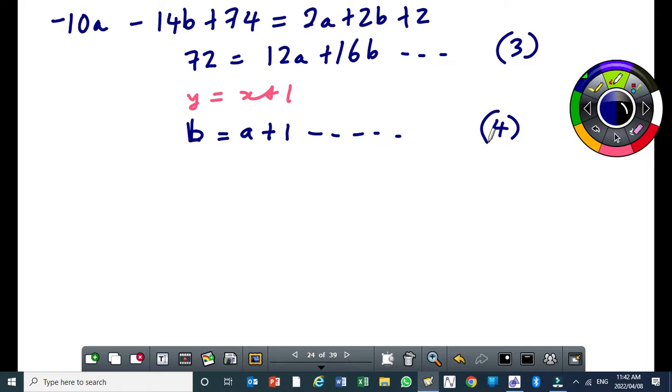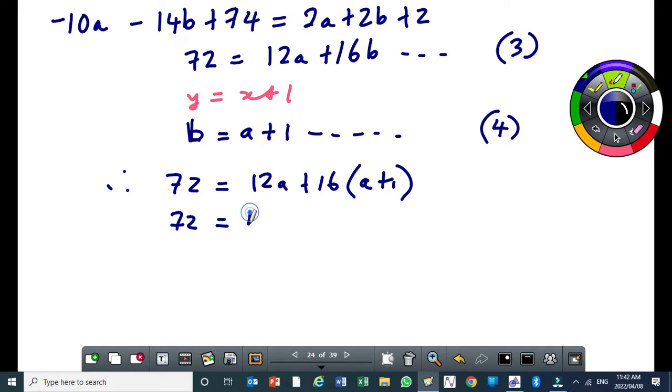And please be aware that your knowledge of simultaneous equations, both from grade 10 and grade 11, is required when you're doing analytical geometry in grade 12. So here, b is a plus 1, so where there is b, I can put a plus 1. Therefore, 72 is equal to 12a plus 16 times a plus 1. If I simplify this, I'll get 72 equal to 12a plus 16a plus 16.